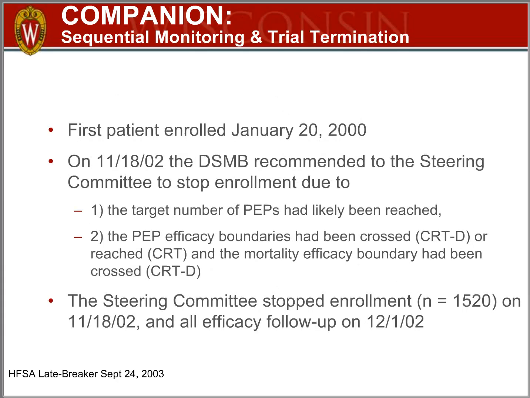The first patient was enrolled in January of the year 2000. And in November of 2002, the monitoring committee recommended to the steering committee to stop enrollment because the number of primary endpoints had been reached, or was at least projected to be reached by the end of that month. And in fact, some efficacy boundaries had been crossed. So the steering committee, in fact, stopped enrollment on the 18th of November, and with the follow-up to be concluded on the 1st of December of 2002.